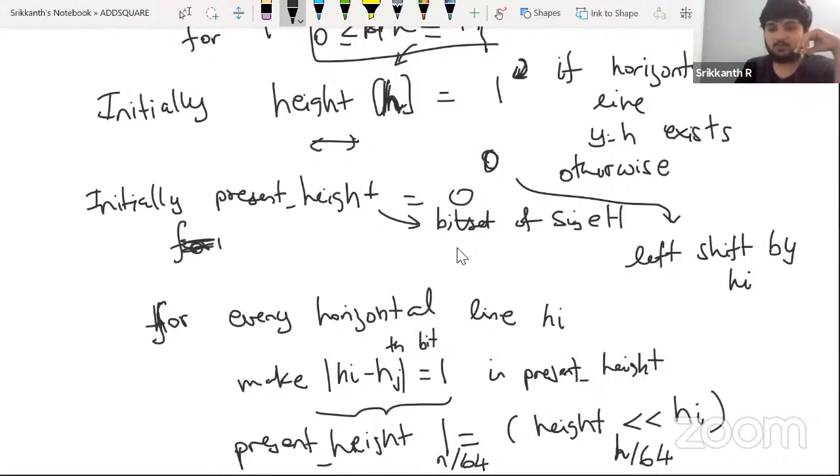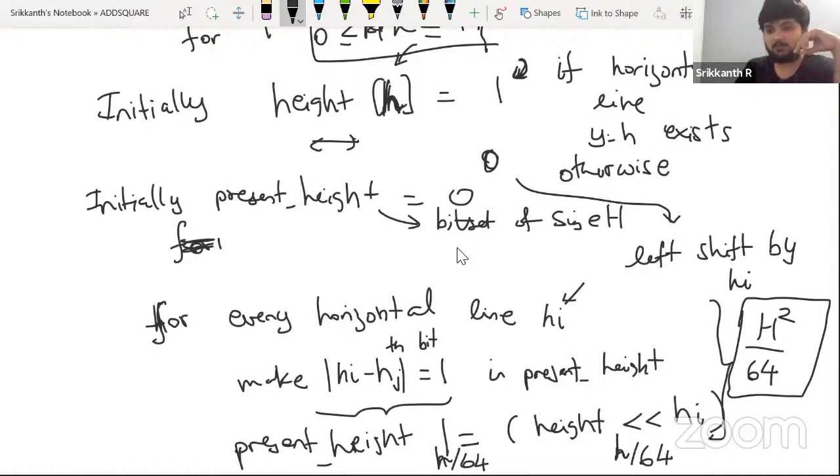Right, h by 64, and there are h different values. So this entire for loop takes h squared by 64. Earlier it was n squared, which could be in worst case h squared, but now it's h squared by 64, which is optimal enough, or fast enough, to get our program to run within time, to make this part of the program run in time.